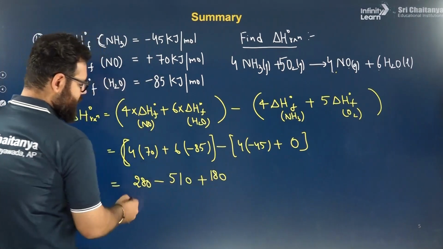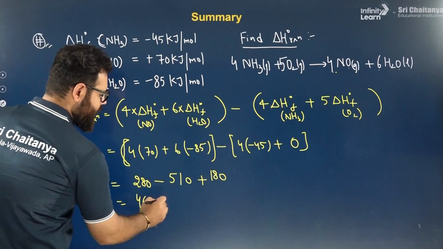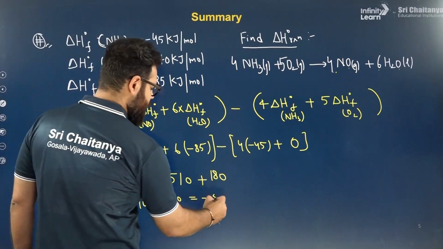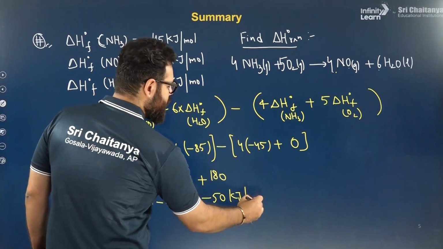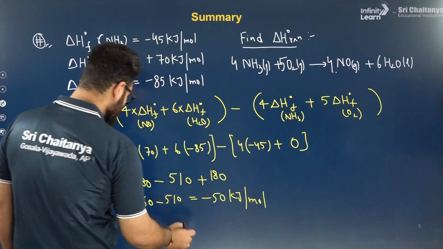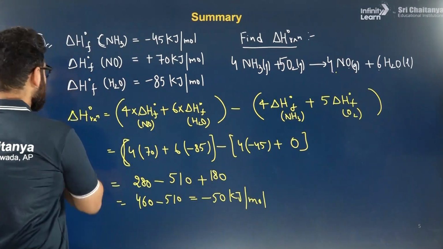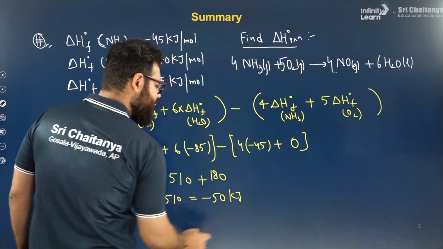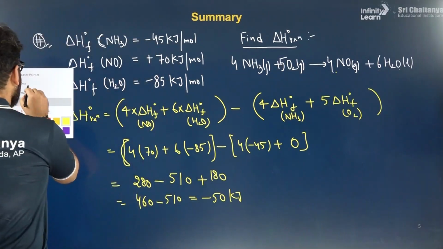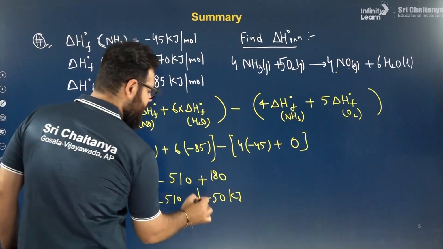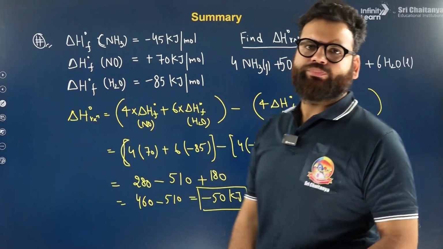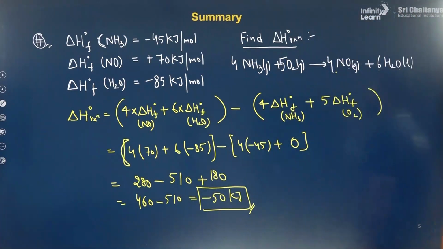180 plus 280, which is going to be 460, minus 510, which is going to be minus 50 kilojoule per mole. Not per mole, you shouldn't write per mole, because the reaction is not for 1 mole of ammonia, it is for 4 moles of ammonia. So delta H reaction, no need to write per mole. But yes, delta H formation, whenever they are asking, that will always be in kilojoule per mole. So this is our reaction. I hope it is clear to everyone.